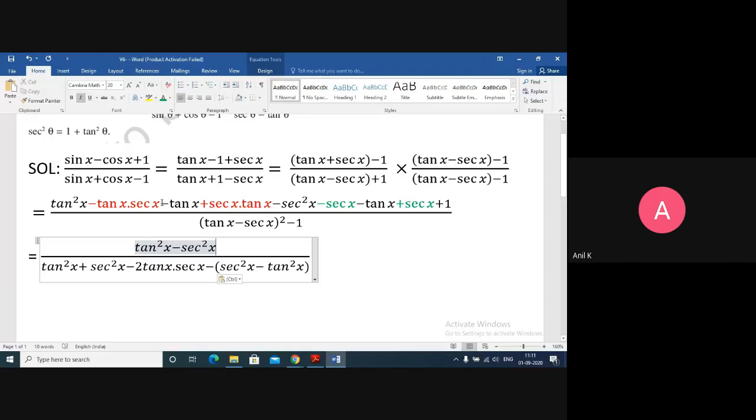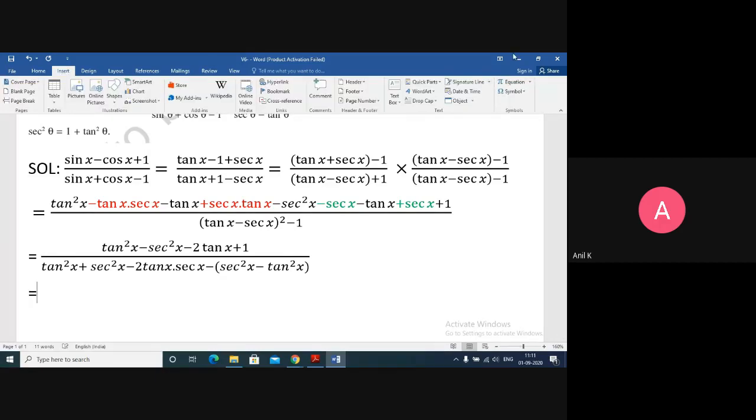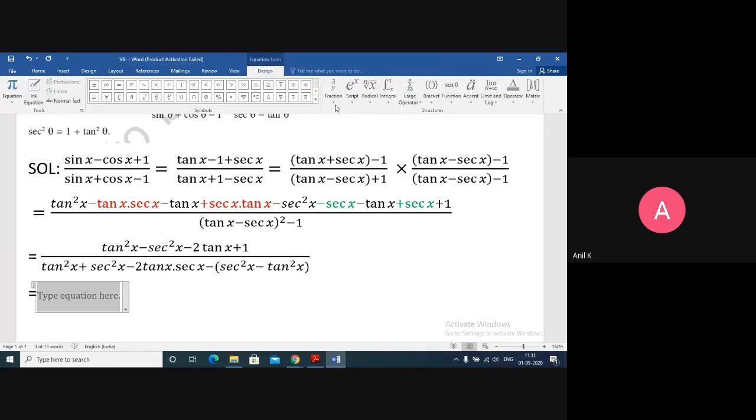Sec square x. Here you have minus tan x, and here also minus tan x. So it will be minus 2 tan x. Then plus 1 will be left out. These are the terms which are left out after cancelling all the terms. Is that clear for everyone? How those terms are left out?